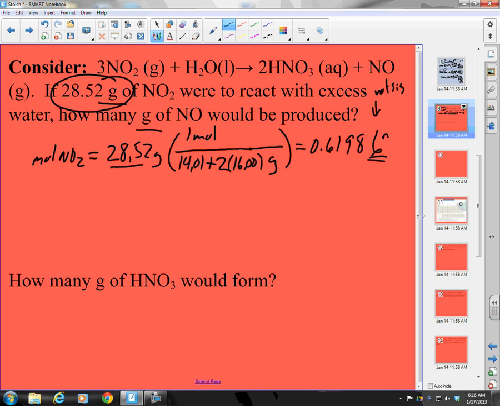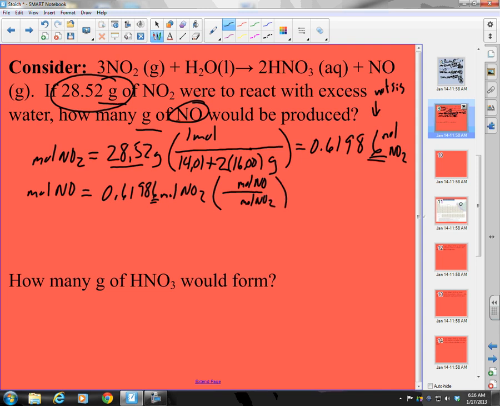So this is moles of what? NO2. But what is it that I want to get? I need to get NO. So I need to get moles of NO. How am I going to do that? I'm going to take 0.61986 moles of NO2 and multiply it by my mole ratio. What is it that I want? I want NO, so I'm going to put moles of NO on top, moles of NO2 on the bottom, because I know that'll cancel.